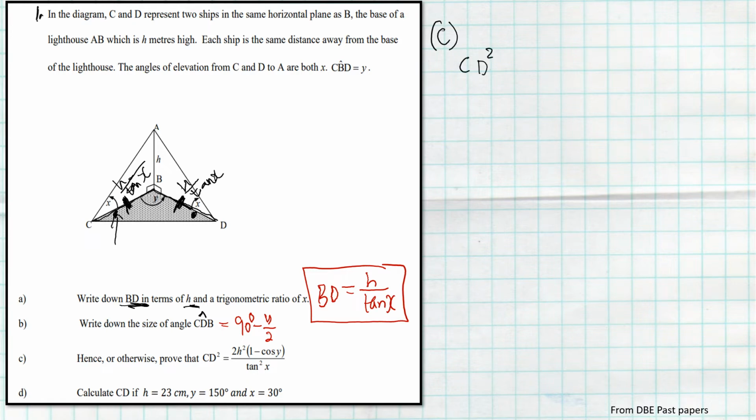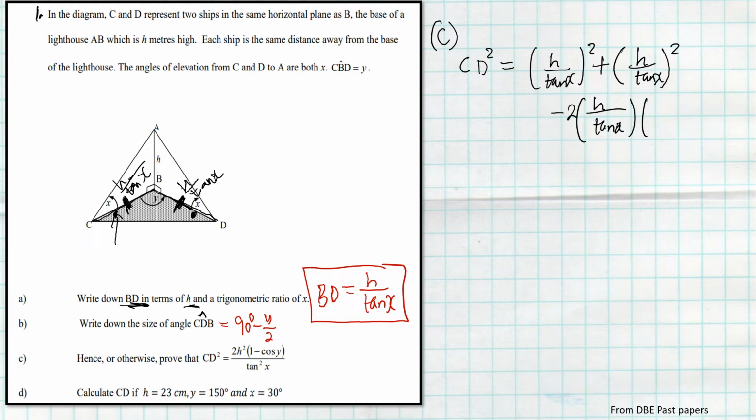What will the cosine rule say? It says CD squared will be equal to the sum of the other two sides squared. So it will be h over tan x squared plus that other side, also h over tan x, squared, minus 2 into these sides multiplying together, h over tan x, then cos angle y. Can you see cos of y, because that's an included angle?